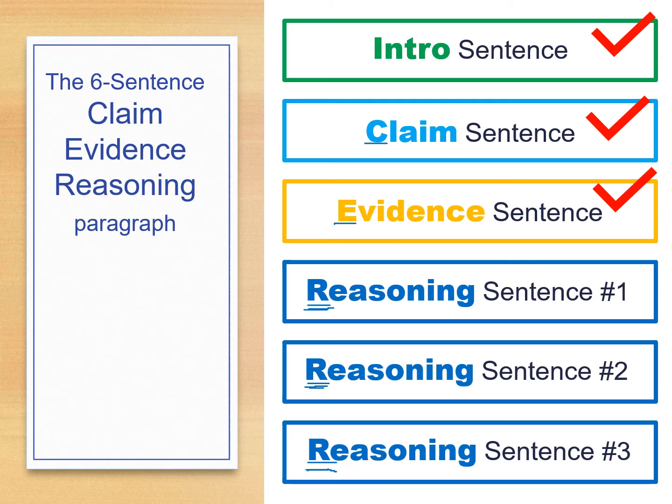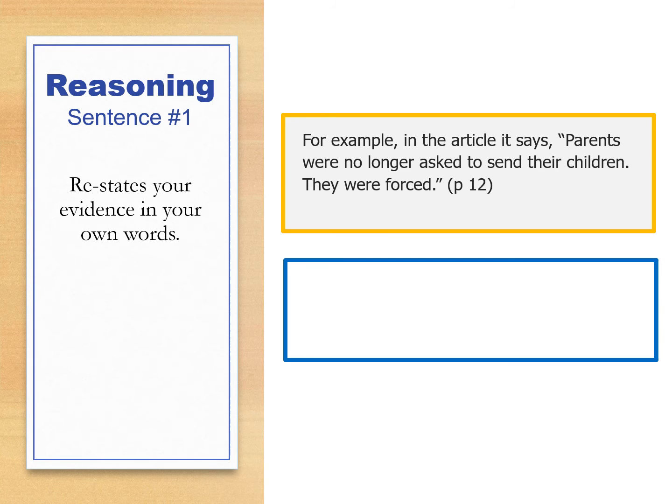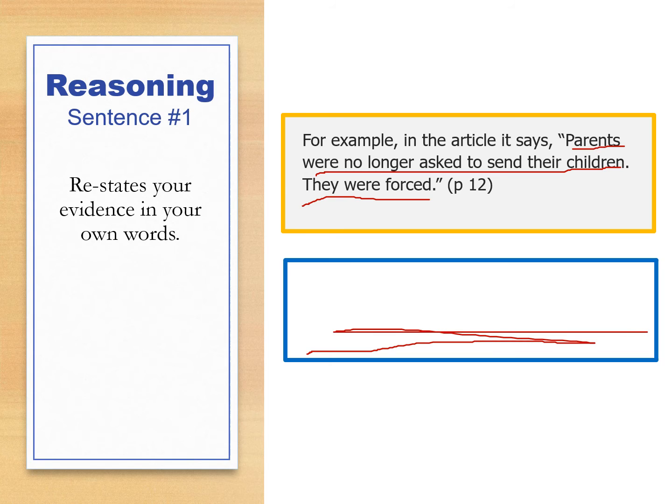All right, so let's talk about reasoning. How do we do this? Reasoning sentence number 1 just takes the evidence that you already found and restates it in your own words. So there's that evidence sentence we wrote. There it is again. For example, in the article it says, parents were no longer asked to send their children. They were forced. All right. So that's in the article's words. All we're going to do here in this box is just say it again in our own words.